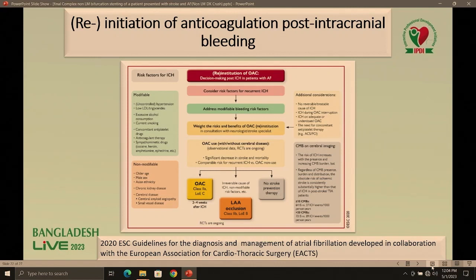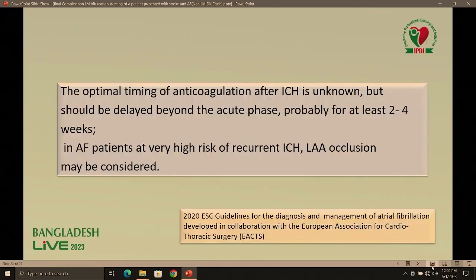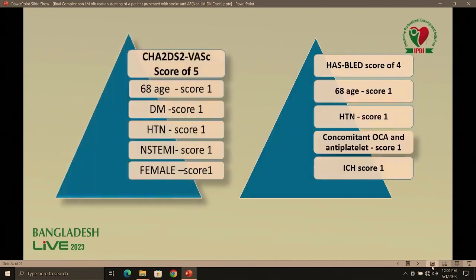And they recommended that even with intracranial hemorrhage, there is a chance of ischemic stroke also. For this reason, there is a class 2A recommendation of initiation of the oral anticoagulant as soon as possible. This time is 2 to 4 weeks. And for this reason, we tried to start the anticoagulant within this time period. Because his stroke score is 5 and HAS-BLED is 4, there is a high chance of bleeding and a high chance of ischemic stroke.